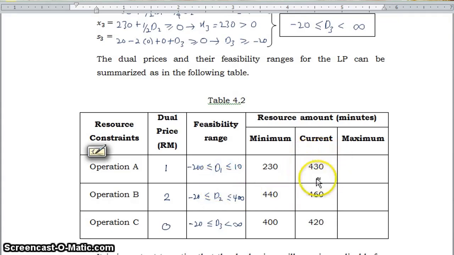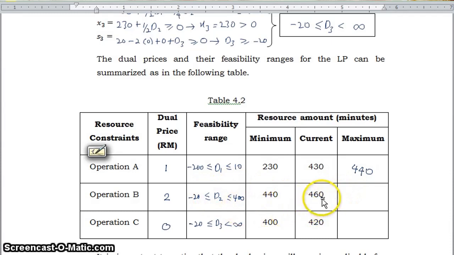The current operating time in operation A is 430. Toyko can reduce this operating time by 200. Therefore, the minimum operating time in operation A is 430 minus 200, which is 230. And Toyko can increase the operating time in operation A to 440 because the maximum D1 is 10. So 430 plus 10 is 440.